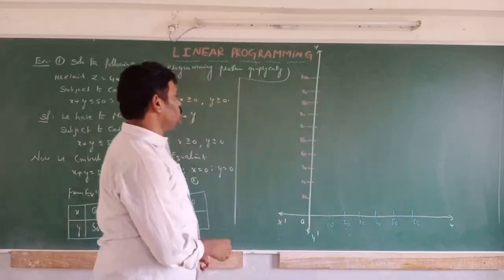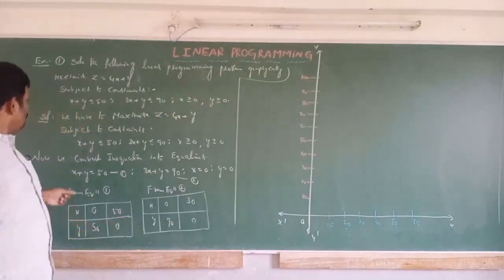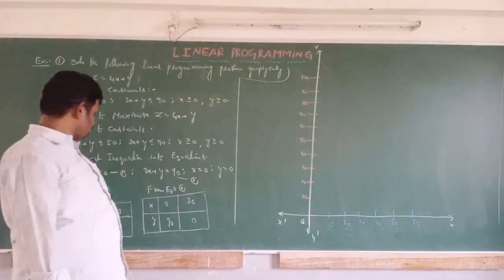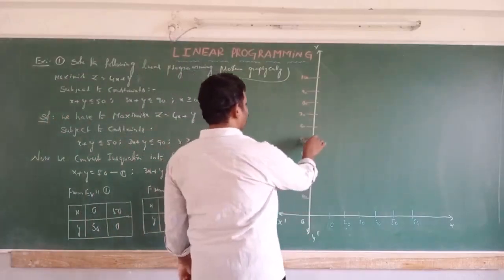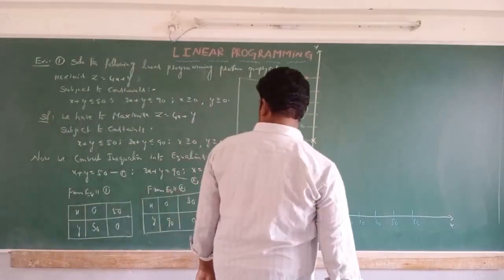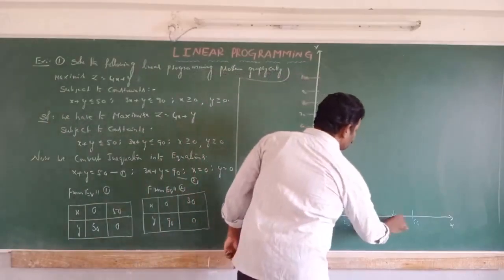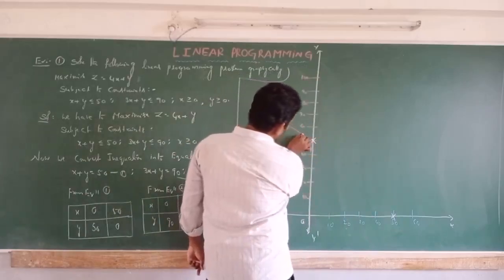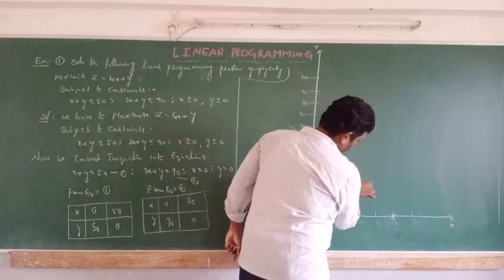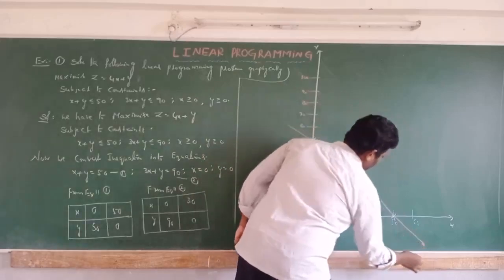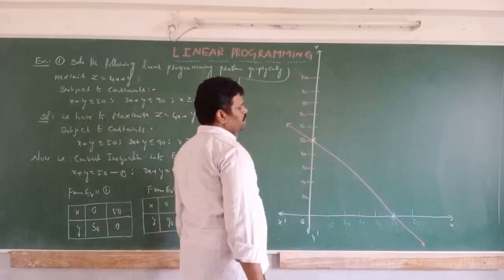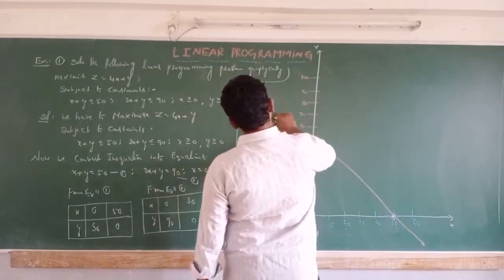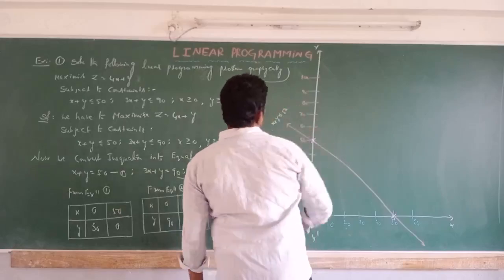Now see, if you want to join the line, first inequality is x plus y is less than or equal to 50. From the equation, x is equal to 0, y is equal to 50. Then another one, y is equal to 0, x is equal to 50. Now if you want to draw the line, so this is the inequality. This inequality represents x plus y is less than or equal to 50.